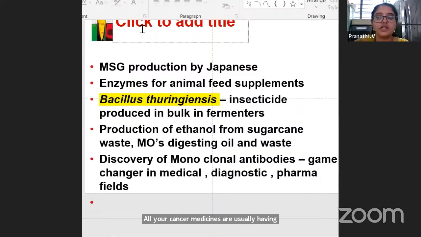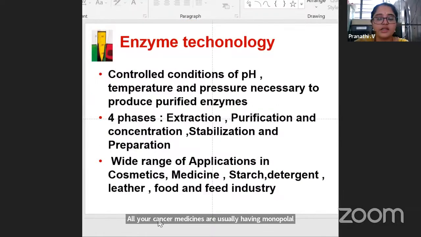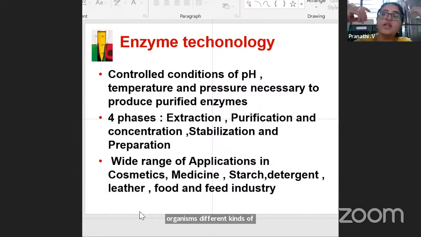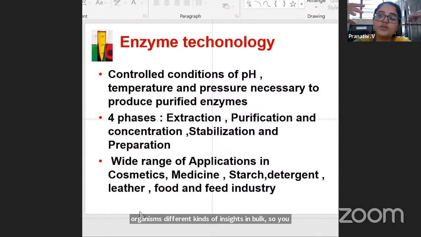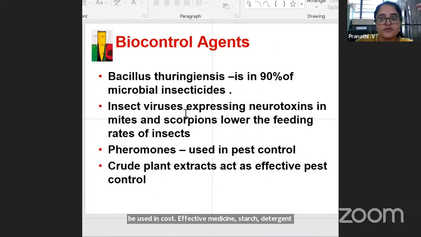When it comes to enzymes also, you can produce different kinds of enzymes in bulk using organisms. So you have phases: extraction, purification, concentration, stabilization, and integration. Again, these biotechnological programs or tools can be used in cosmetics, medicine, starch, detergent, and all the other kinds of industry.